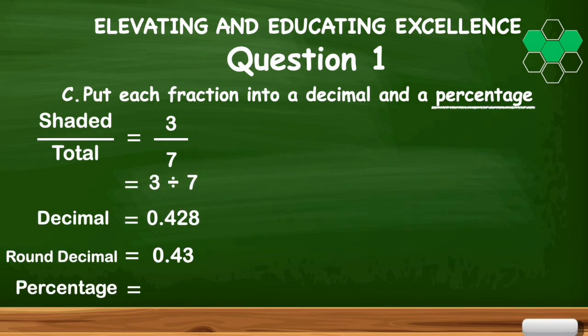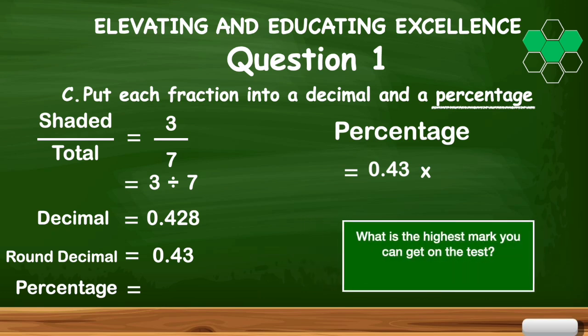Now we're going to find the percent. When we find the percent, we're going to use a rounded decimal number. We're going to multiply that by the answer to this question. What is the highest mark you could get on the test? 100%. So we're going to times that by 100.